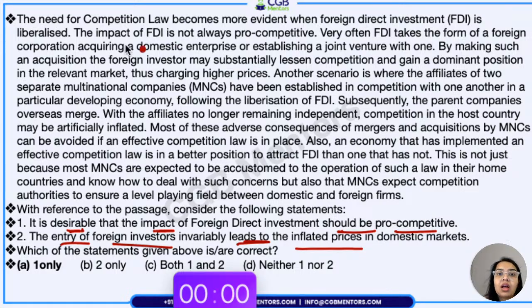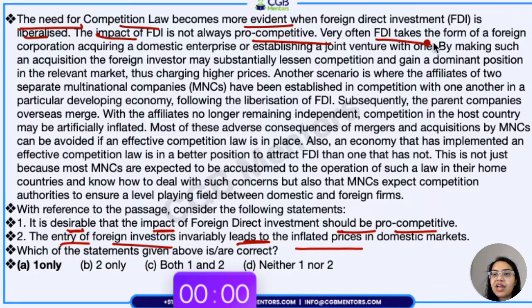Now let's see. The need for competition law becomes more evident, more practical. Now we can see that competition law is required when foreign direct investment is liberalized. The impact of FDI is not always pro competitive. That's why it is desirable that the impact should be pro competitive, because that's why the author is saying there is a need for the law to become more evident when FDI is liberalized. Liberalized होगा तो इतना काम नहीं होगा. That this is the situation that the impact at present is not always pro competitive and we need to make it pro competitive. आप समझ रहे हो इसका relationship यहाँ पे?